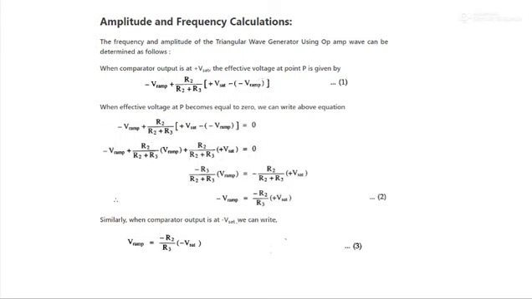So the first step, we are going to find the ramp voltage. The next step, we are going to find the peak to peak voltage. And the third one, we are going to find the time period of the signal.